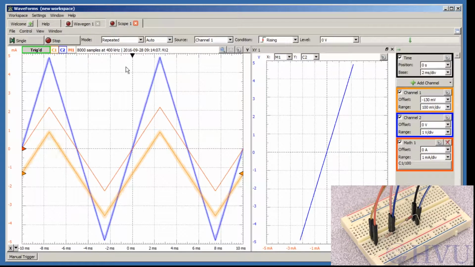Switching to the scope instrument, the blue line is channel 1, the yellow line is channel 2 voltage, and this red line is a math channel. The math is channel 1 divided by 100, so this should indicate the current through both resistors. If I create an XY plot with current on the horizontal axis, the math channel number 1, and voltage across the unknown resistor on the vertical axis, we get a straight line. The slope of this line is the resistance of the unknown resistor.